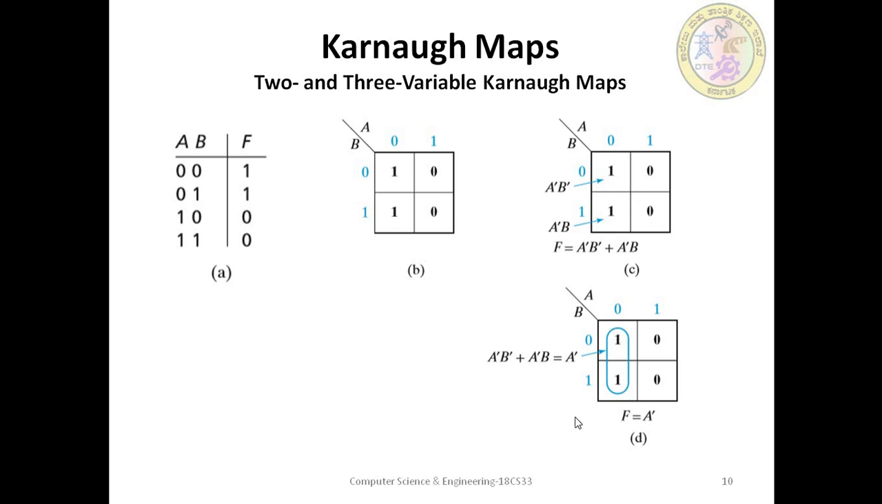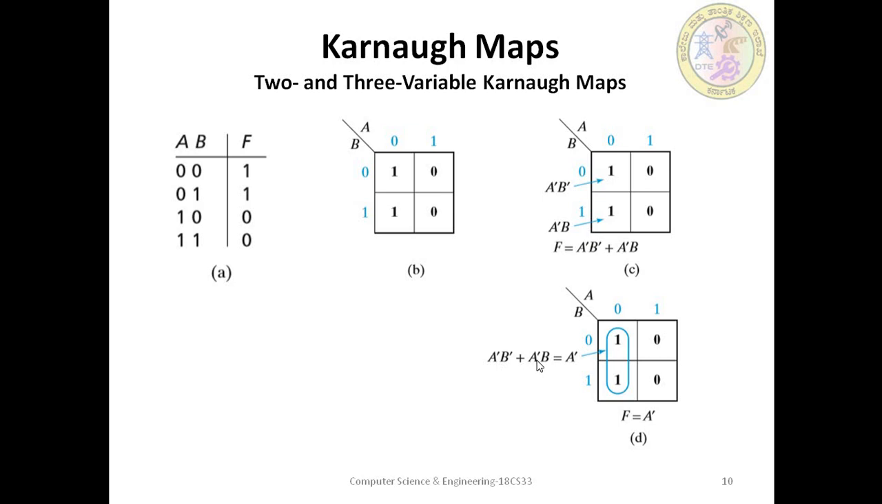One is a single, the second is a pair, the fourth is a quad, and then an octet. While grouping, we always try to group the ones, and they should always be next to each other. Here you can see, if we group this one here, we will get only a bar if you try to resolve it. So this is the expression we have got.